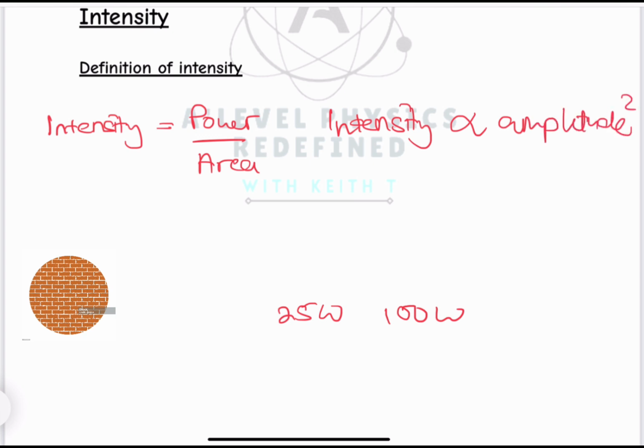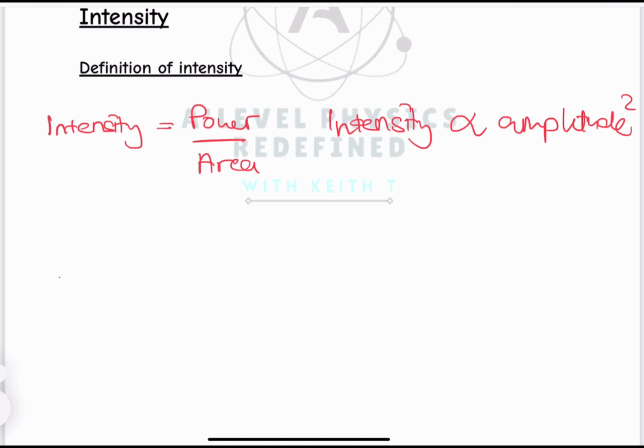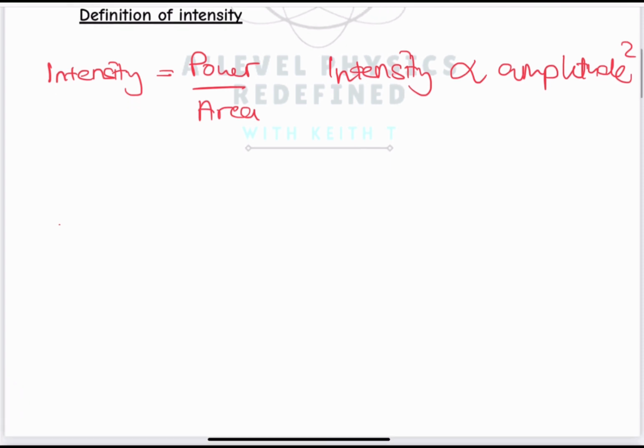Now, this is a mathematical law that has been proven, that intensity is related to the amplitude. So the square of the amplitude is related to the intensity. But where does that come from? Well, we know that energy is related to the amplitude. What do I mean by this?